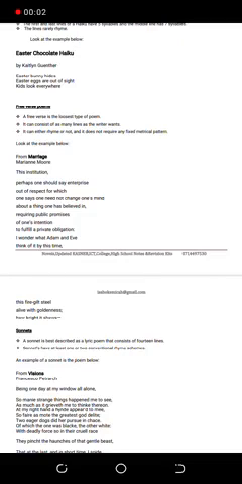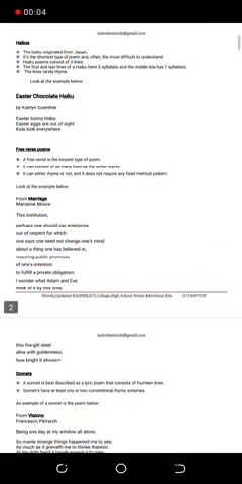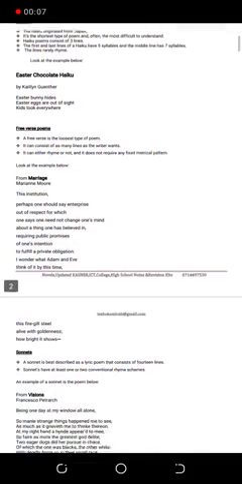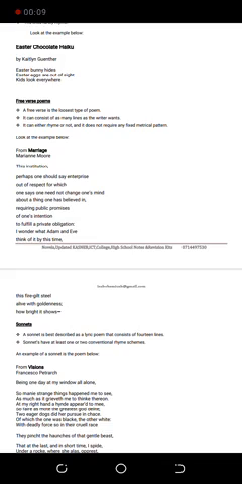Good morning once again. Let's continue from where we stopped. We had looked at haiku and we had looked at free verse poem.